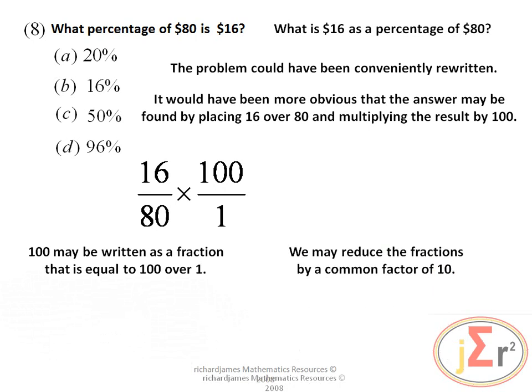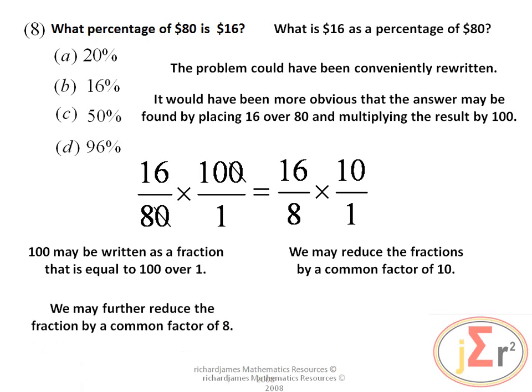We may reduce the fractions by a common factor of 10. Of course, reducing by a common factor of 10 may be easily done by striking 10 in the numerator and 10 in the denominator. Okay, so that is our reduced fraction. And of course, we have a possibility of further reduction. We may further reduce the fraction by a common factor of 8.